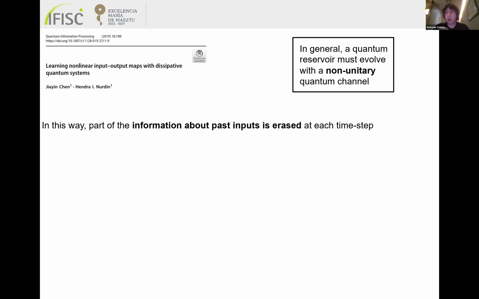Okay, so I now want to stress the fact that we are also talking about the non-unitariness of the evolution, and we need to have a non-unitary operating rule in order to erase the information about past inputs over time. Because of course, not all dynamical systems can be good reservoirs. We need dynamical systems that have some constraints in order to be useful. And the constraints that they have to fulfill are these two.